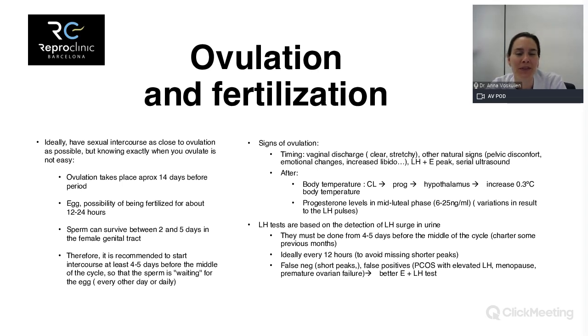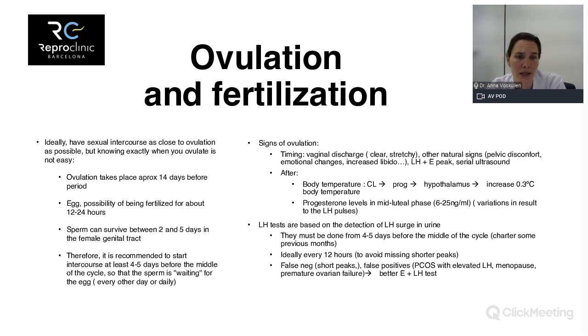Okay, and then other things that happen during or quite soon before ovulation are the LH and estrogen peak that we could test with different tests in blood, in urine, etc. And then also with serial ultrasounds, we could see how the follicle is growing and how close it is to ovulation. Okay. And things that you could see after ovulation, okay? These ones are the ones to know a little bit more about yourself, to know your body a little bit better.